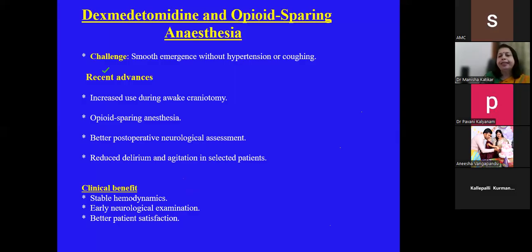Dexmedetomidine has definitely made a very good difference; it is a very good drug as far as brain surgeries are concerned. This is because it helps in maintaining the mean arterial pressure. That is what we want. We have to be very careful about hypotension and bradycardia. We are providing opioid sparing anesthesia. We always want the patient awake at the end of surgery to assess neurologically. So dexmedetomidine has definitely helped us for early neurological examination and stable hemodynamics.